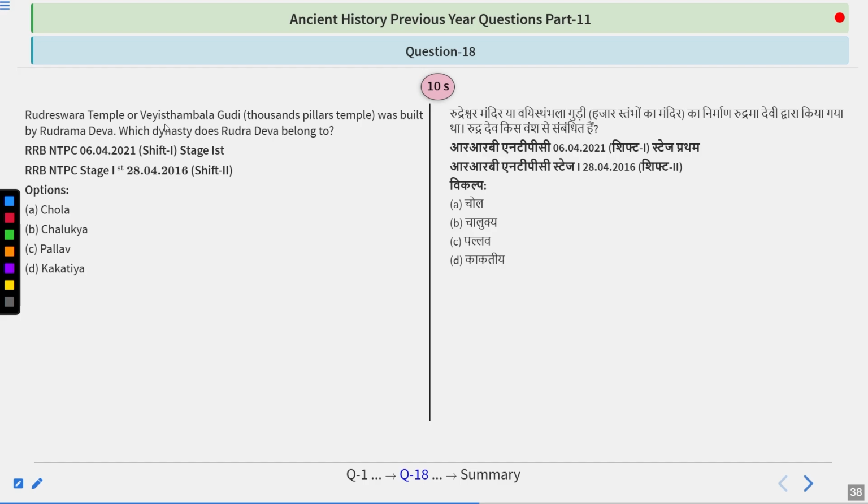Rudreshwar temple or Veyistambhala Gudi was built by Rudrama Deva. Which dynasty does Rudra Deva belong to? Options are Chola, Chalukya, Pallava, or Kakatiya. So take your time and try to answer.